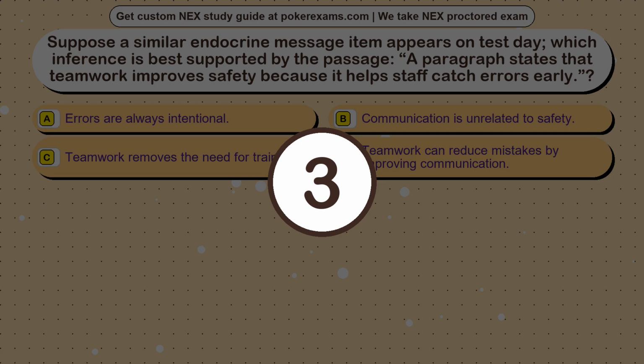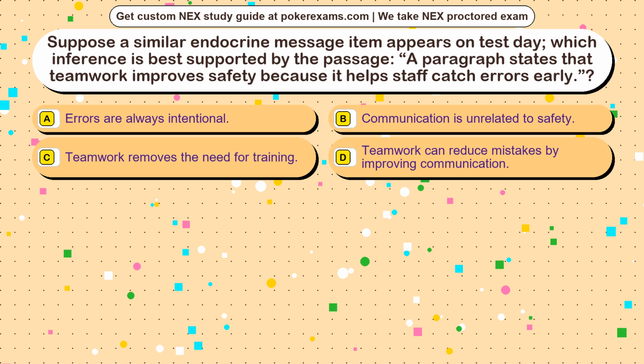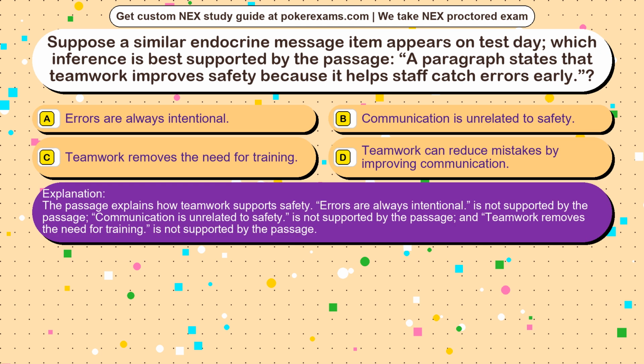The correct answer is option D. The passage explains how teamwork supports safety. Errors are always intentional is not supported by the passage. Communication is unrelated to safety is not supported by the passage. And teamwork removes the need for training is not supported by the passage.